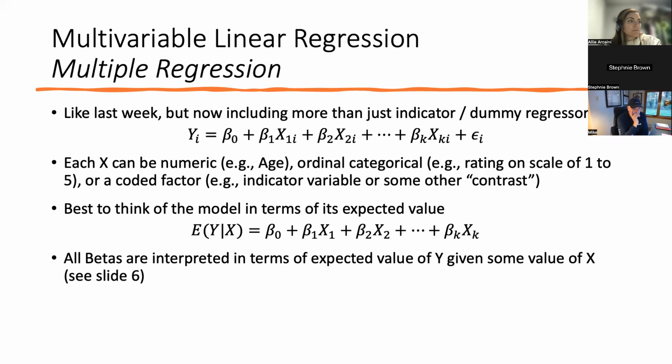This week now we're going to generalize it completely. We're going to allow these X's to be anything we want. They can be numeric or continuous like age. They can be ordinal categorical, so like rating on a scale of 1 to 5. They can be a factor, whatever. Doesn't matter what scale of measurement, what distribution the X's are, there's no issue.